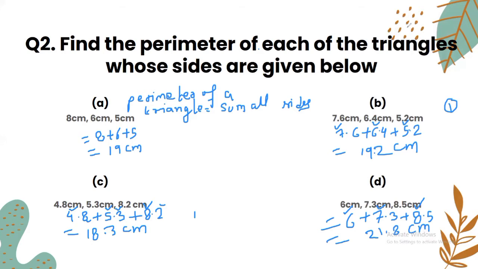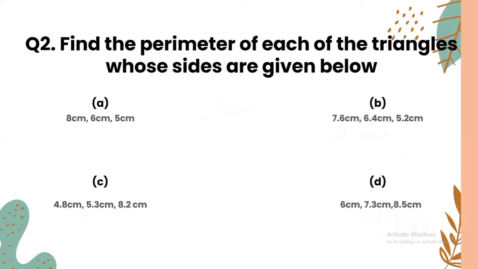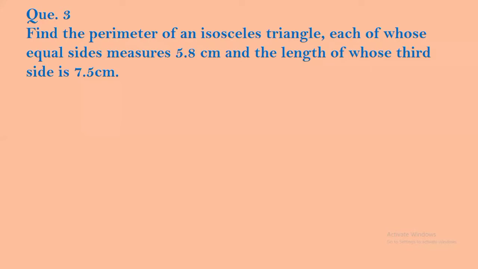Now next question is the third: find the perimeter of an isosceles triangle each of whose equal sides measure 5.8 centimeter and the length of whose third side is 7.5 centimeter. So before doing the question, we need to find what is the isosceles triangle. What is the isosceles triangle? In an isosceles triangle, two sides are of equal length.